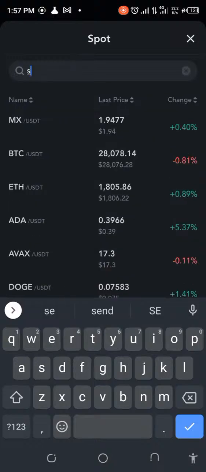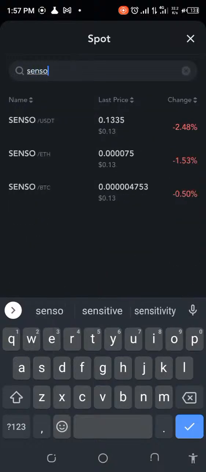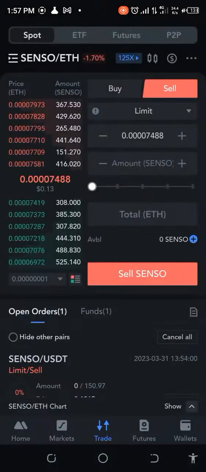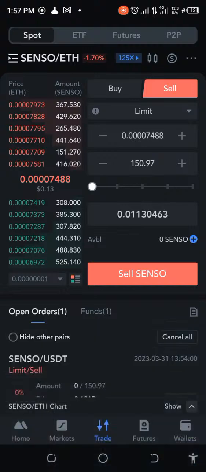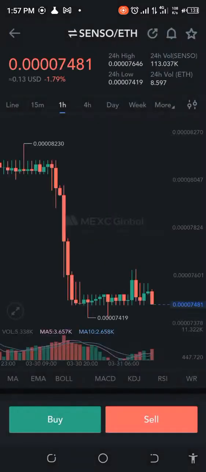Let's just quickly do this. I'm just going to put the Senso and see whether I'm going to be able to quickly make back my money. So what I have here is, if I pick this 7419 and I put 150.97, no, no, no. I don't think I want to do that because if I tap here, it's going to give me this. But even with that, I can see that it's actually going low. So because of that, I don't think it's a risk I want to take.